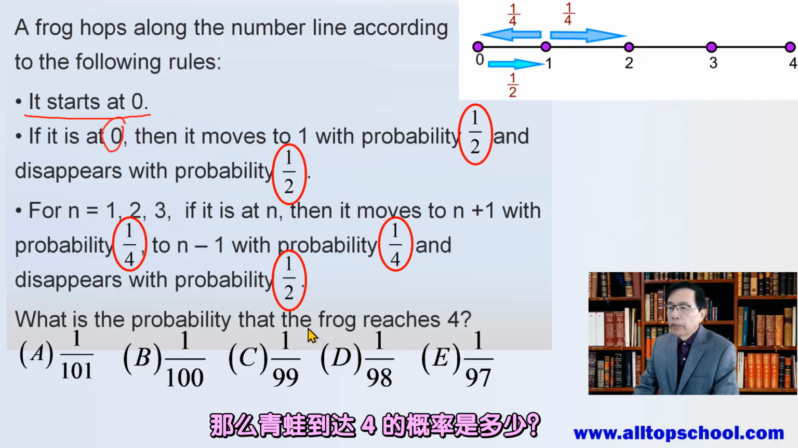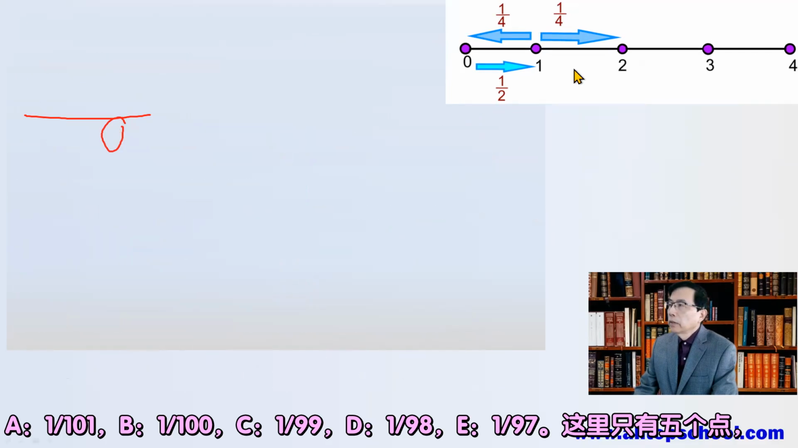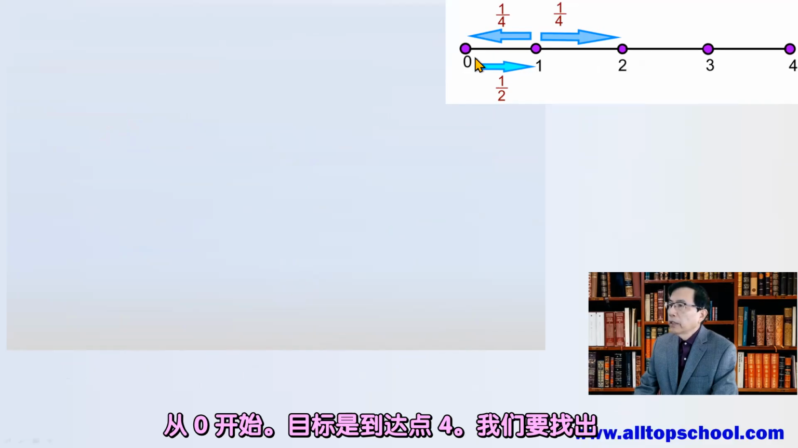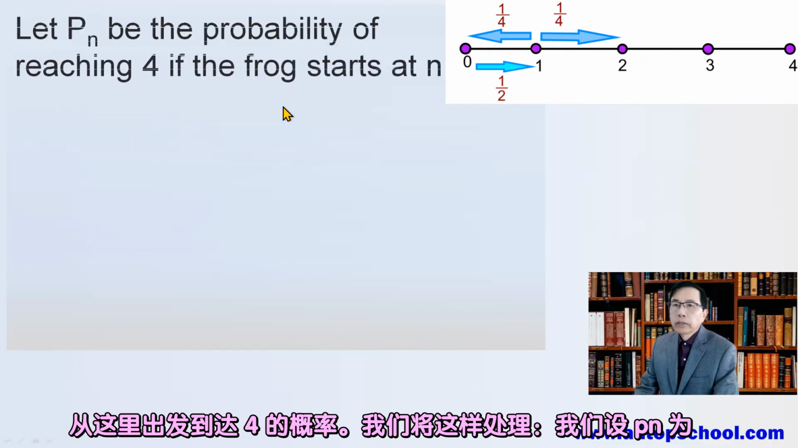So what is the probability that the frog reaches 4? A, 1/101, B, 1/100, C, 1/99, D, 1/98, E, 1/97. This is just 5 points starting from 0. The goal is reaching the point 4. We try to find the probability, starting from here, of reaching 4.